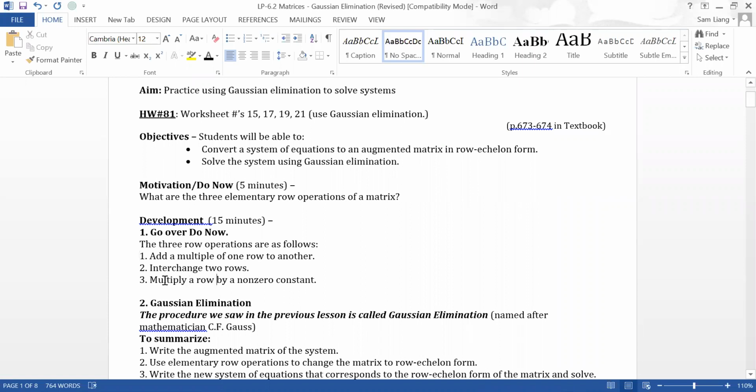So that's also nothing new. That could technically be included under one, right? Because in number one, we're multiplying one row by a non-zero constant. But yeah, those are the three operations that you'll see when solving a matrix. All right, I'll give you some more time to copy that, and then we will move on to the rest of the lesson.